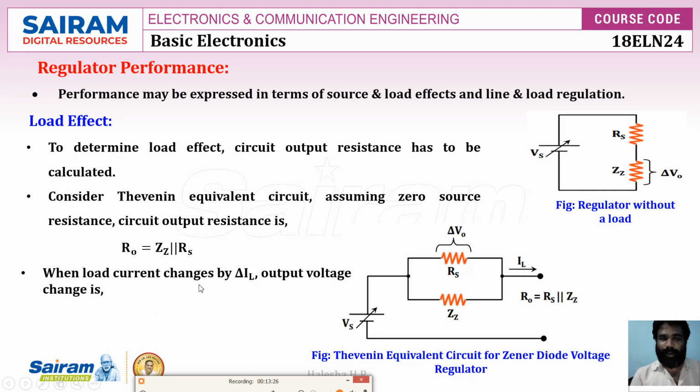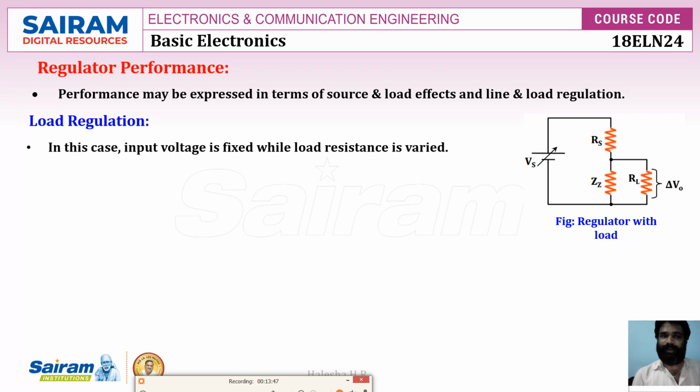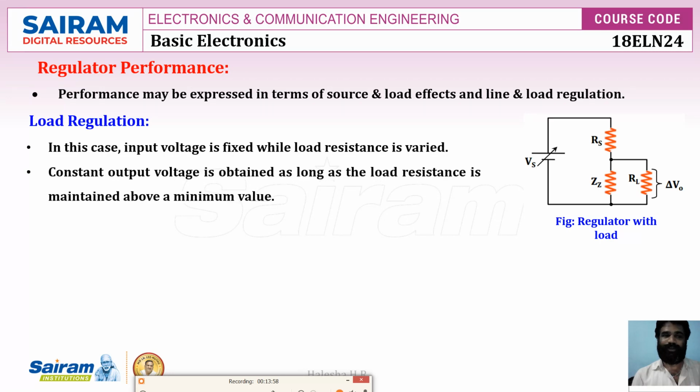So when the load current changes by delta IL, the output voltage change is, V is equal to IR, so delta V naught is equal to delta IL into the total resistance, that is ZZ parallel with RS. And for load regulation, in this case the voltage is fixed while the load resistance is varied. If we change the load resistance, what will be the change in output voltage? So constant output voltage is obtained as long as the load resistance is maintained above a minimum value.